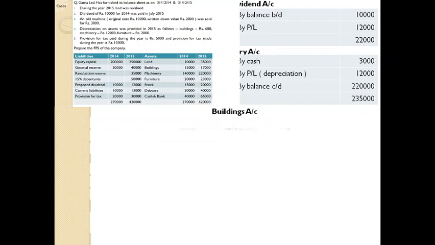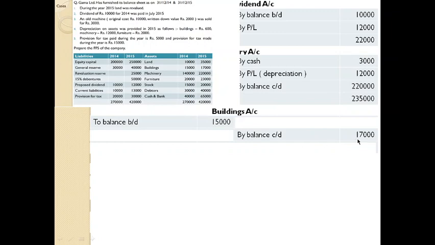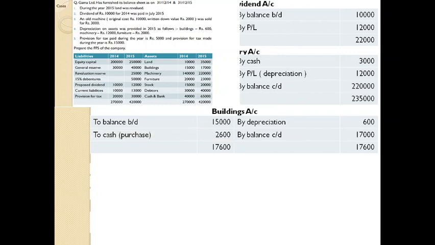There is no further information or issues regarding the building account, so you just need to show the opening balance as well as the closing balance. Opening balance is 15,000, closing balance is 17,000, and in the question it is said there is a depreciation during the year on building, rupees 600. So by depreciation 600, and by balancing you can see that there is a difference on the left hand side. As I have said earlier, whenever you are dealing with a fixed asset account, the difference is considered as cash. Since it is on the left hand side, it is considered to cash, that means purchase. That is the meaning of that concept.